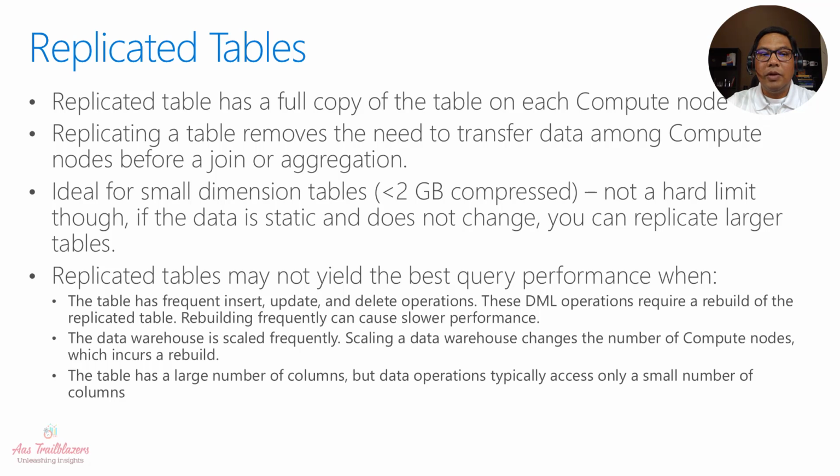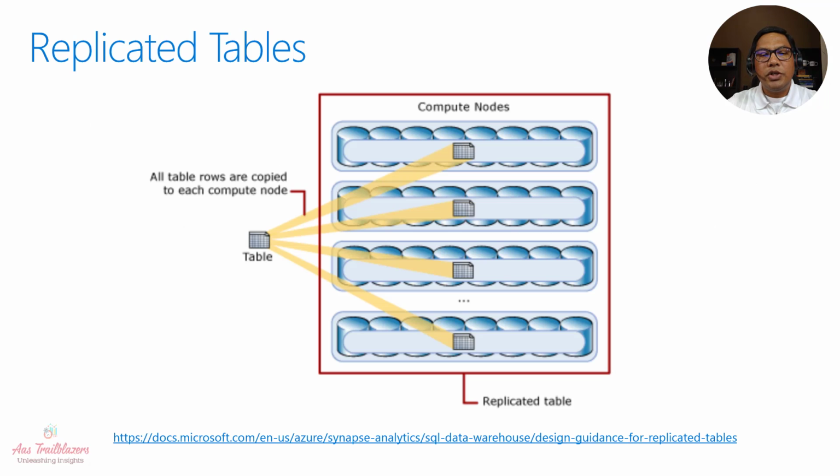And when the table has a large number of columns and the data operation typically accesses only a small number of columns. This is one representation of how data gets stored into different compute nodes, right? This is from the official documentation, and the link for this documentation is provided over here. And what we see over here is when the data comes in, all the data for that table is being copied to all the compute nodes in the infrastructure in the database.